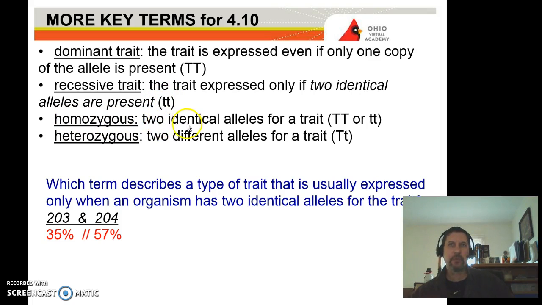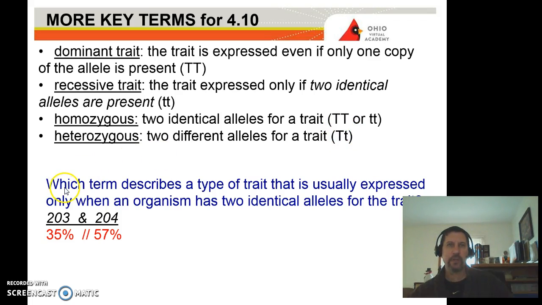Homozygous means two identical alleles, and they can be the dominant or the recessive alleles, but they're the same allele for that trait. Heterozygous means they're going to be different alleles for the trait. So it's going to be a dominant and a recessive. For the heterozygous, since there is a dominant, that characteristic for the dominant trait will be shown.